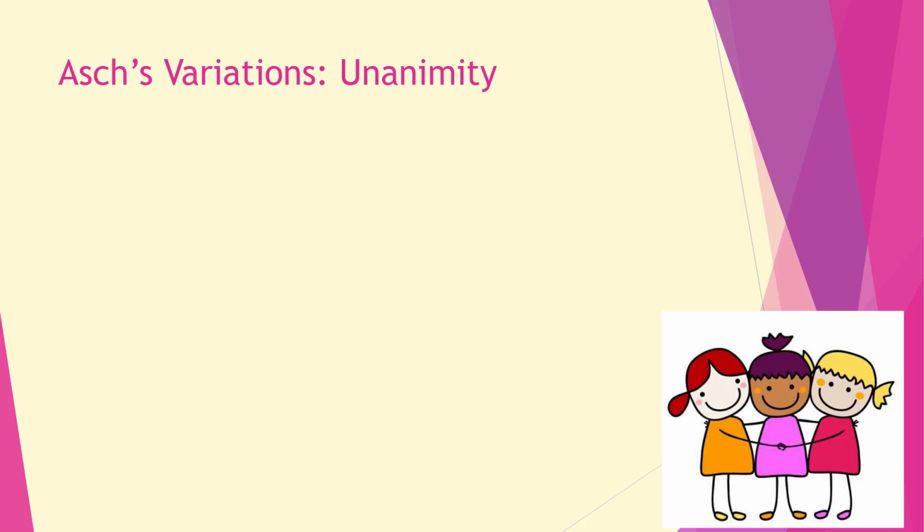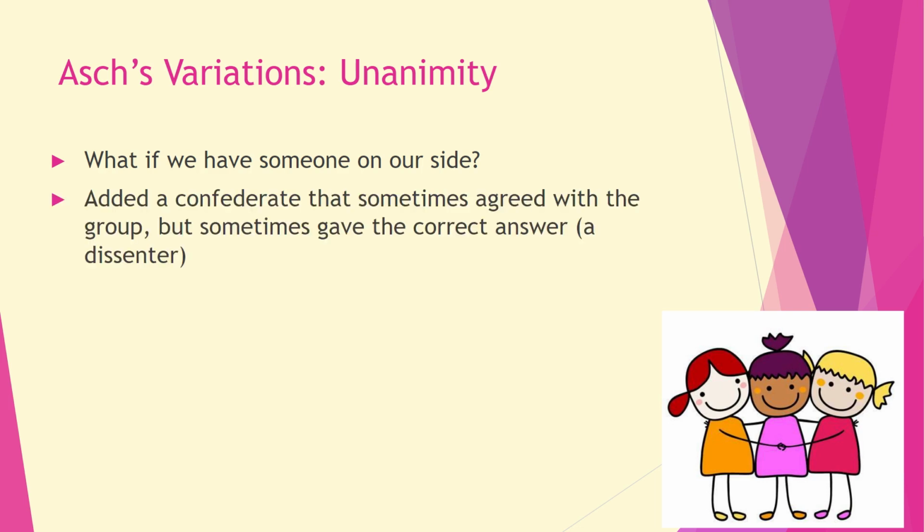We're going to start off by going through unanimity. We're going to continue with unanimity even because we've already done group size. So, unanimity. The question we're going to be answering is what happens to conformity if we have someone who's on our side? So in Asch's original research, the group against the participant was unanimous. Everybody was giving the same incorrect answer. In the unanimity variation, Asch added a confederate that sometimes agreed with the group, but sometimes gave the correct answer. So they were sometimes on the side of the participant. We refer to this as being a dissenter, so someone who dissents against the group. They go against the group.